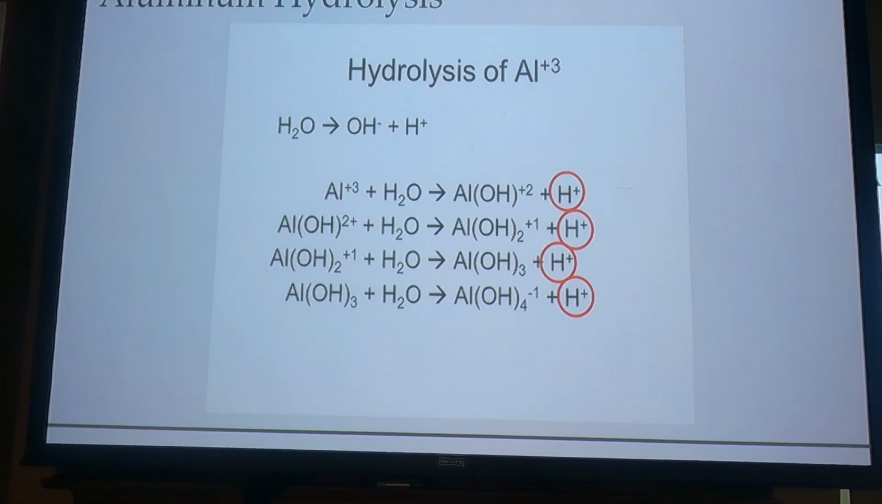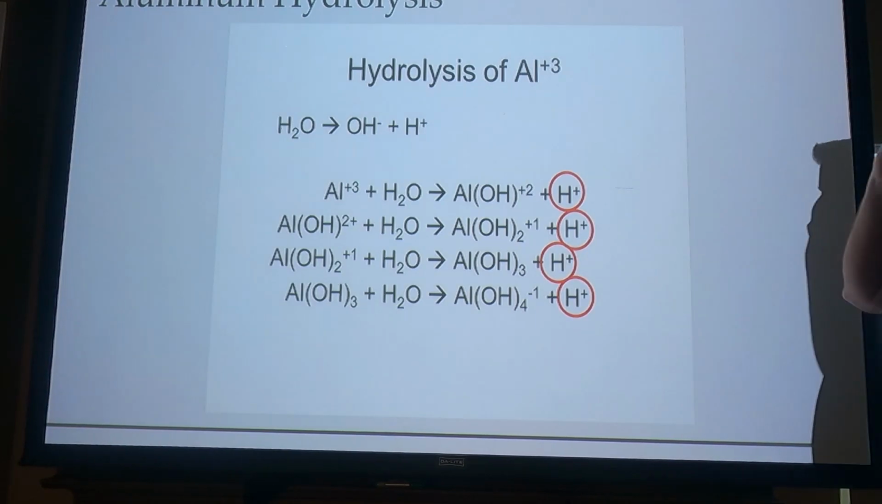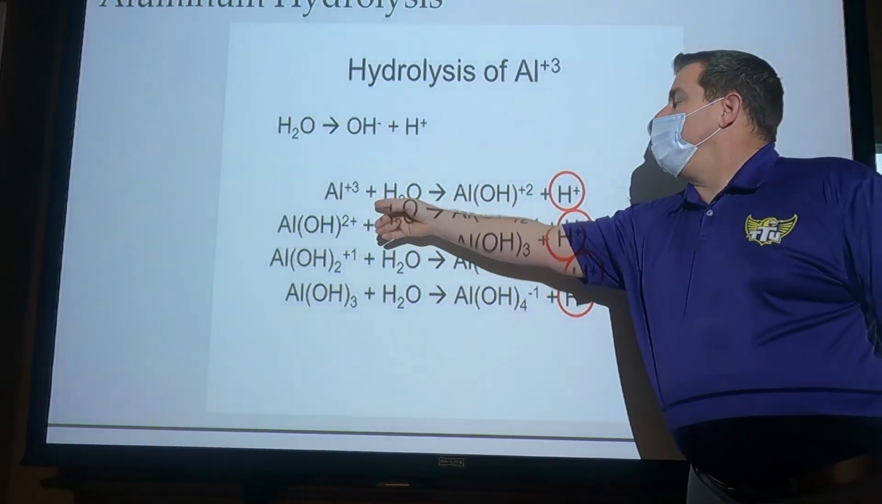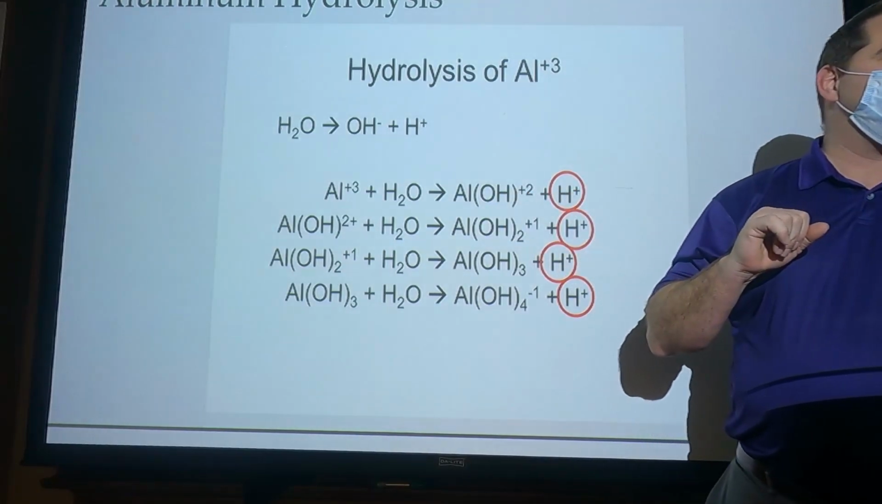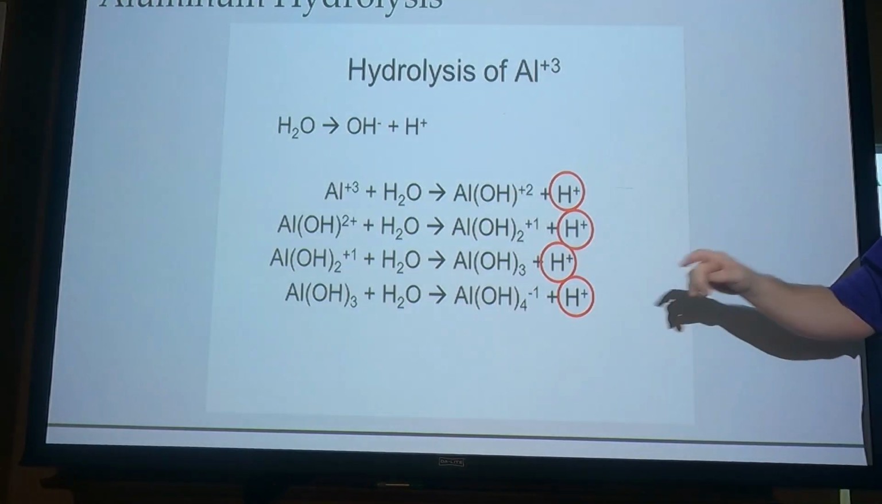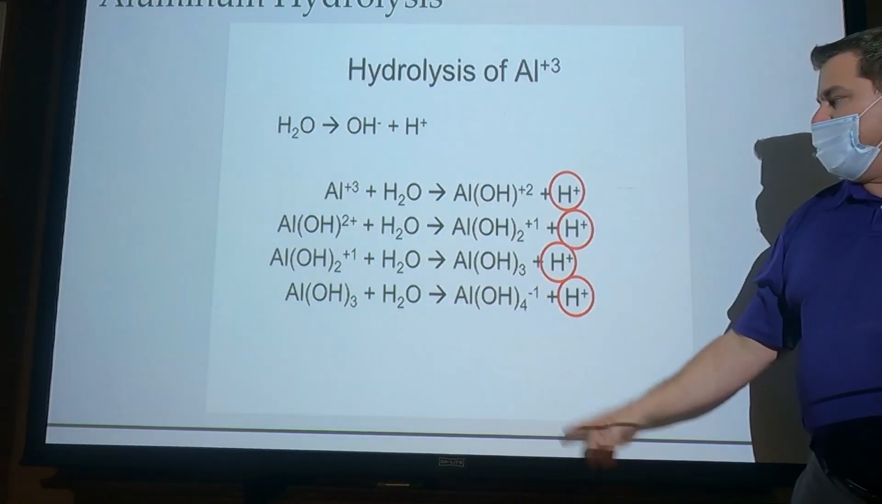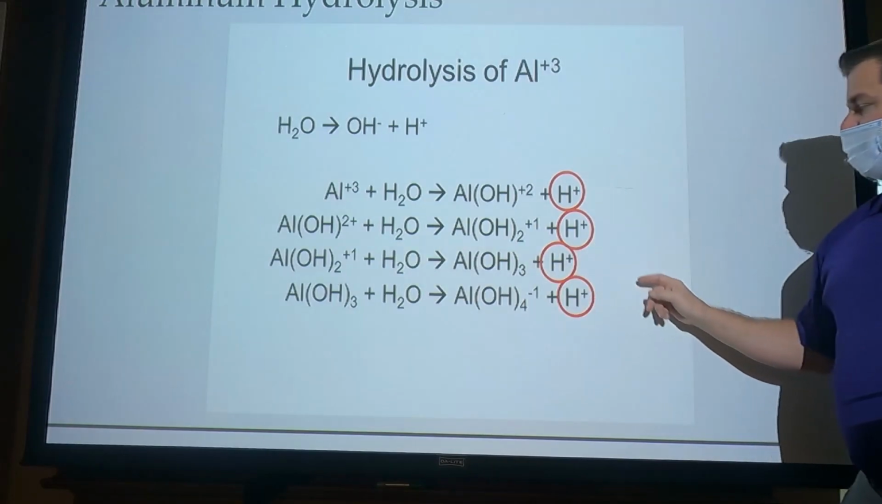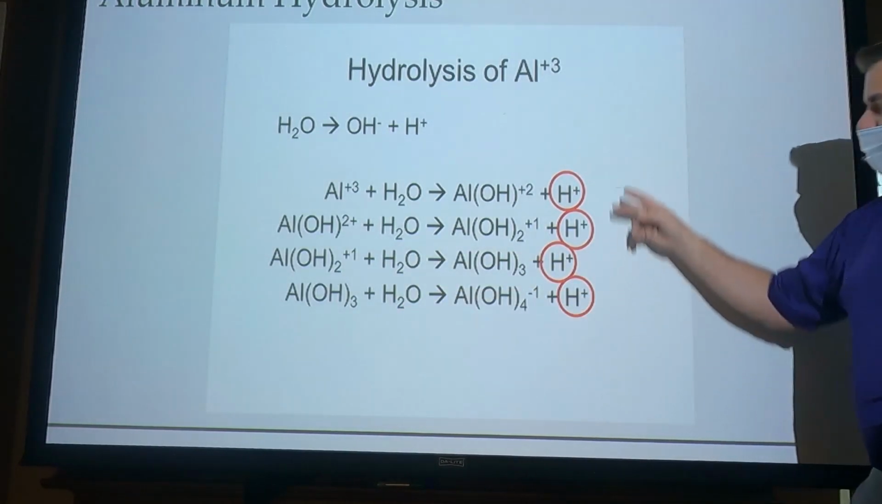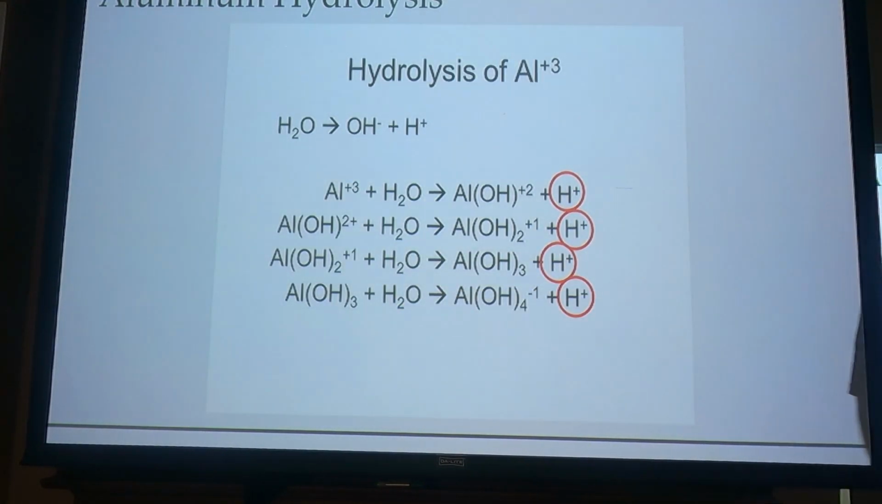We can have aluminum hydrolysis, and hydrolysis just means splitting of water, where aluminum reacts with water to form gibbsite and releases a hydrogen during that process, right there. And then we will continue on to react with water and form that hydrolysis, and so each one of these we release 4 more hydrogens into the soil.